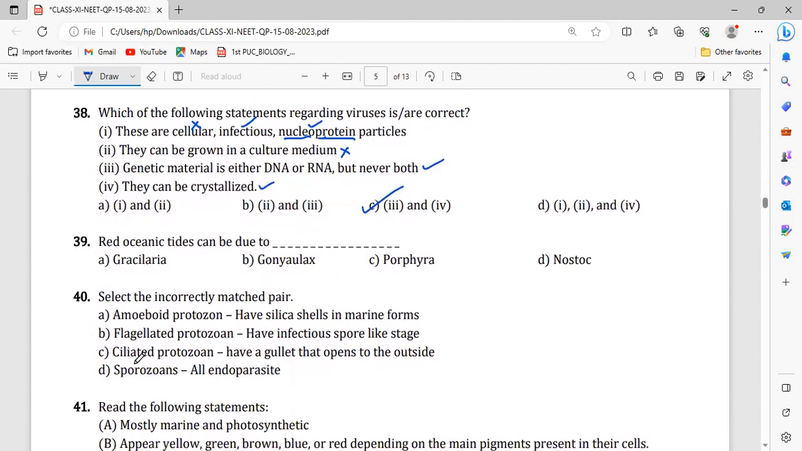Then 39, red oceanic tides can be due to. This is actually due to red dinoflagellates. Out of the given options, the red dinoflagellate is Gonyaulax.